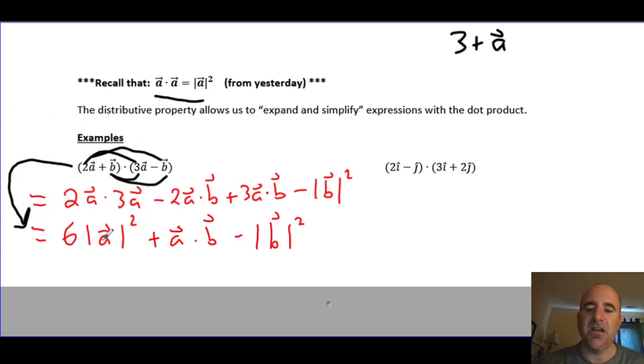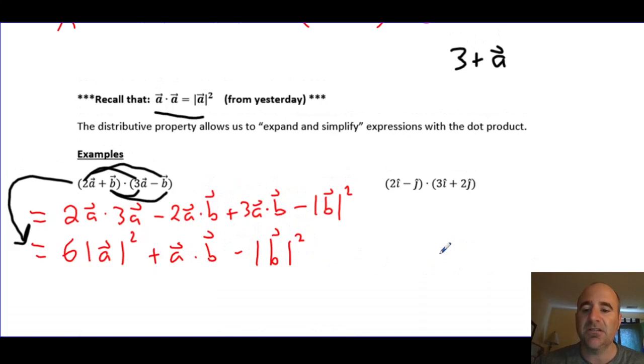2a dotted with 3a is 6 times the magnitude of a squared. And then the 2ab plus 3ab gives you the positive a dotted with b, and then minus the magnitude of b squared. So it behaves a lot like a regular polynomial does, even though that's not what it is.